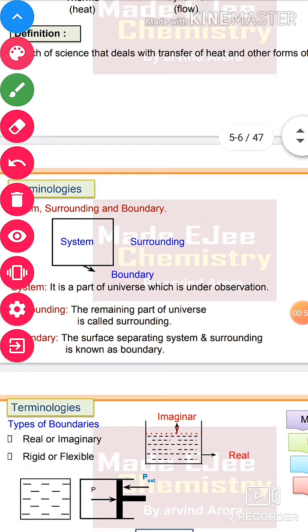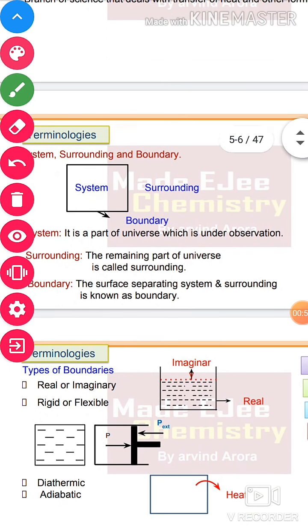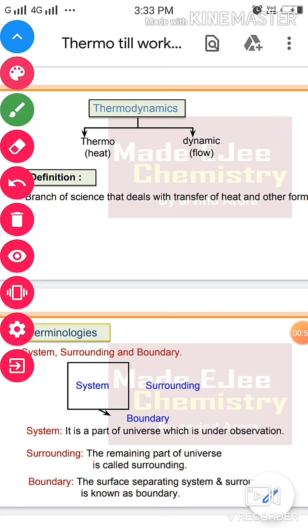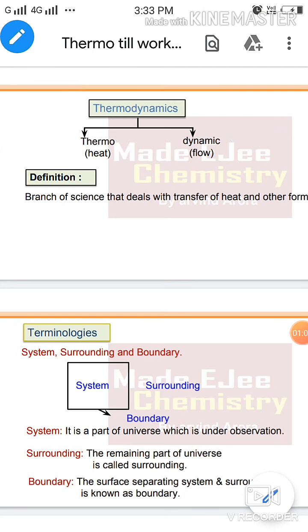But as we all know, there are different types of energies, that is kinetic energy, chemical energy, electrical energy, radiant energy, potential energy. These are different forms of energies. But the question arises, what is energy? The energy of a body is the capacity of a body to do work.